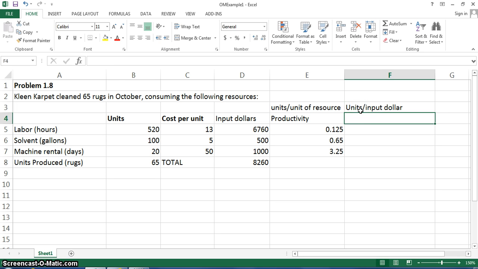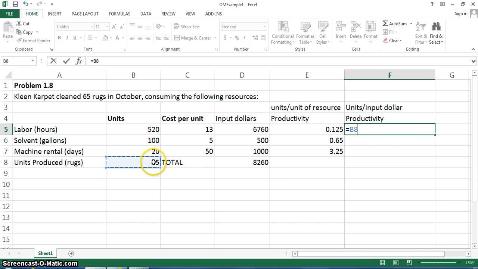We can also measure productivity in units of output per input dollar. The formula would be mostly the same, except we would divide the output in rugs by the input dollars for each resource. The first calculation will give us the labor productivity, but we could do a similar calculation for the other resources.